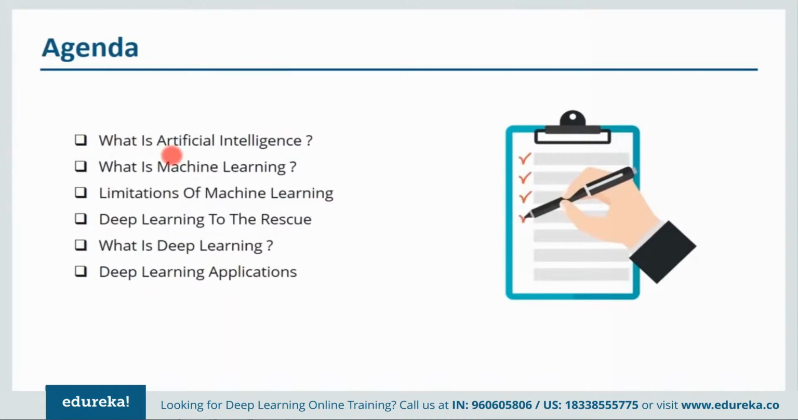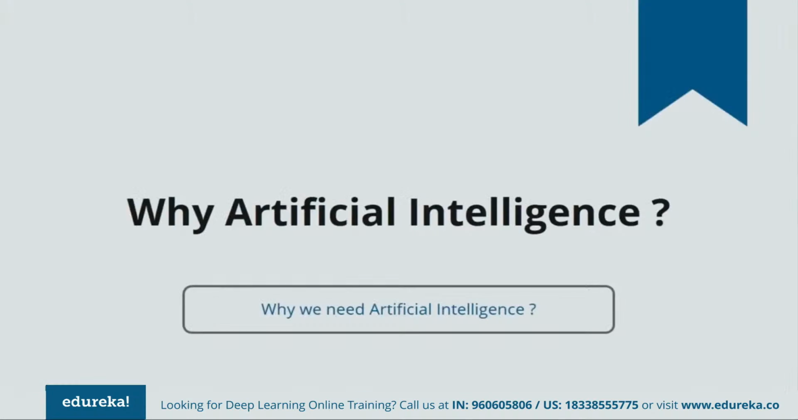First, we'll understand what is artificial intelligence and what exactly is machine learning. Then we'll look at various limitations of machine learning and how deep learning overcame those limitations. After that, we'll understand what exactly is deep learning, and we'll also look at various applications of deep learning. So I hope we all are clear with the agenda. So let us move forward and understand artificial intelligence.